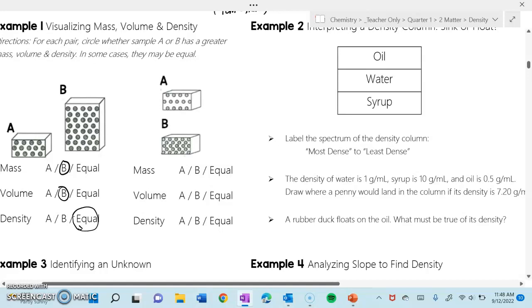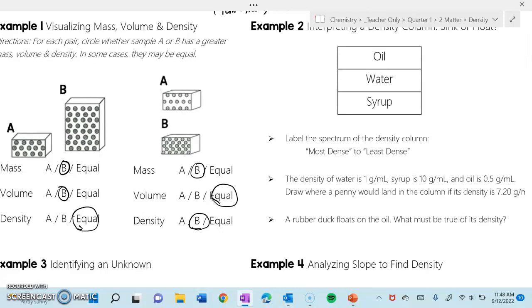B has a slightly different density because their mass and volumes don't follow the same ratio. So our particles, or mass, are greater in box B, but our volume is equal. So they're not changing when we have a higher mass. Our volume didn't increase with it, which in turn gives us a higher density of box B. If we had a greater volume and a greater amount of mass, then our density would be able to stay the same.